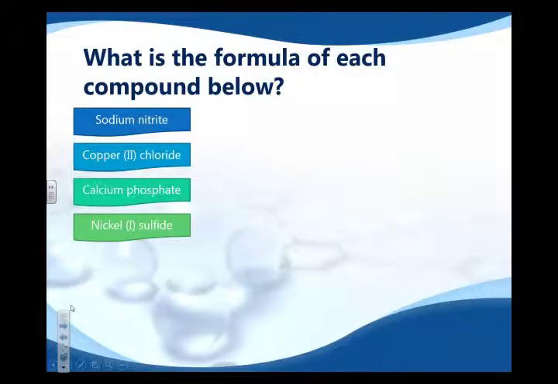So, what is the formula of each compound below? When we are given a name of an ionic compound, we simply have to take the information that we're given and translate it into a formula.